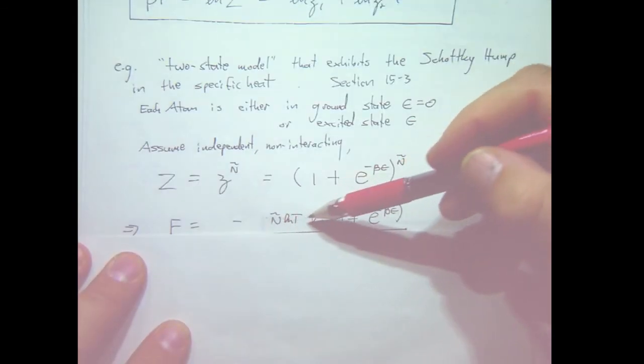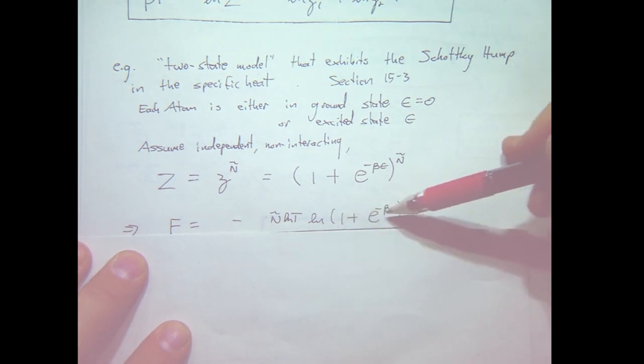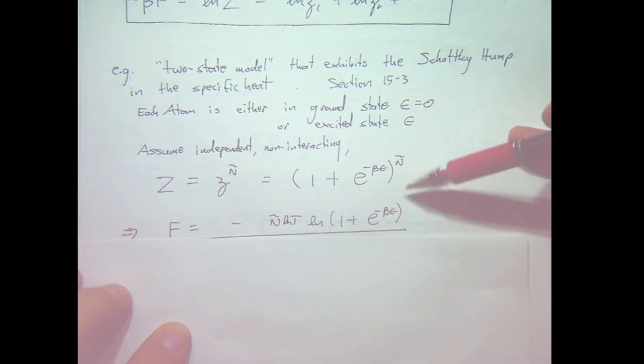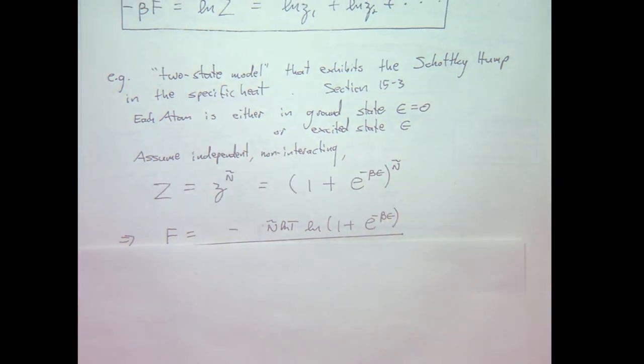It's minus N k T ln(1 plus e to the minus beta epsilon). We've basically got it in two lines, whereas using the microcanonical ensemble, it took you half a page.